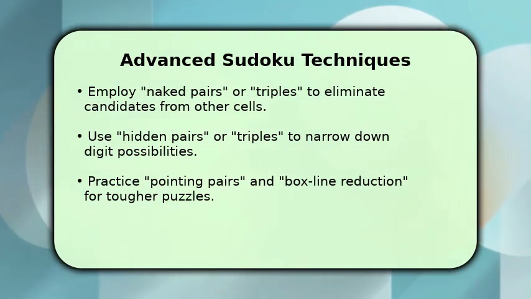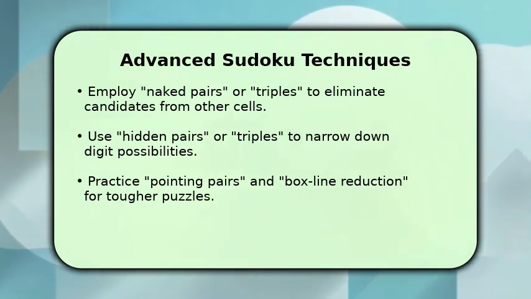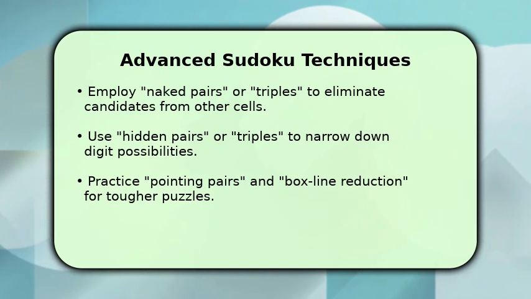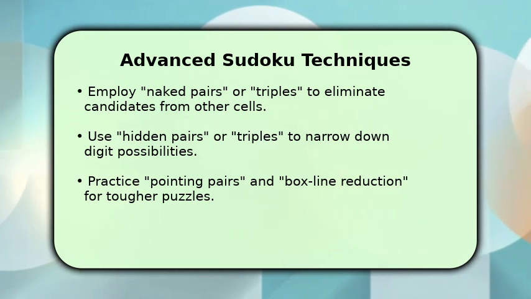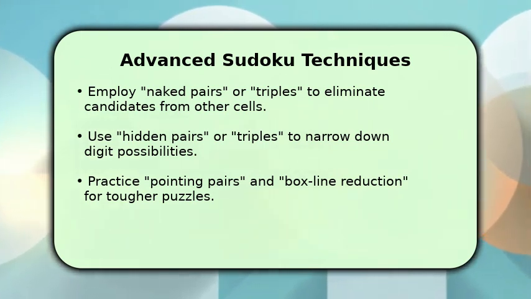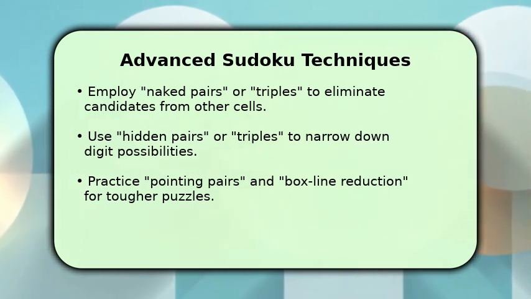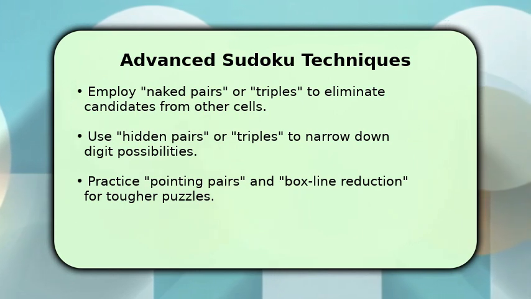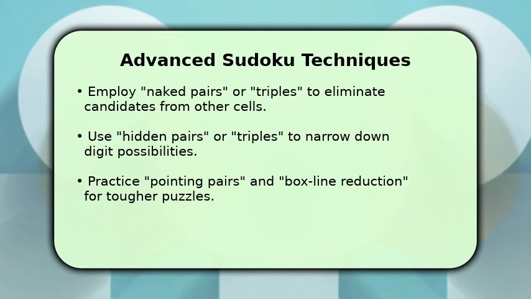Once you've exhausted the simpler techniques, try looking for naked pairs or triples. These occur when 2 or 3 cells in a unit can only contain the same 2 or 3 digits, allowing you to eliminate those digits as possibilities from other cells in that unit. Similarly, hidden pairs or triples involve finding 2 or 3 digits that can only be placed in 2 or 3 specific cells within a unit. Mastering these will significantly improve your solving speed.